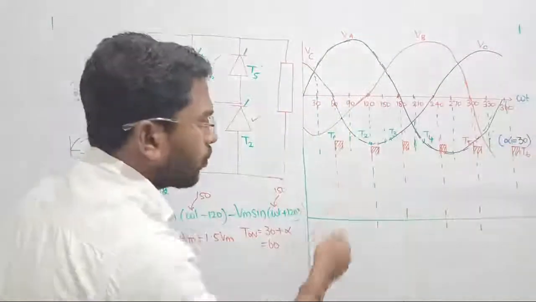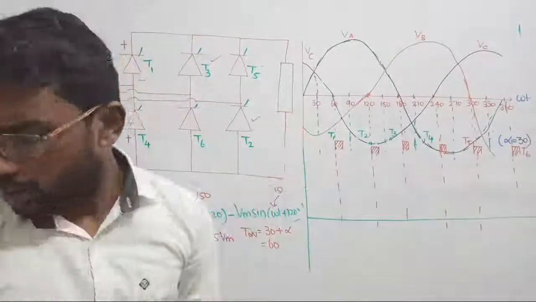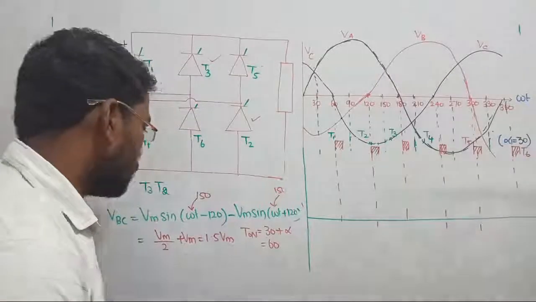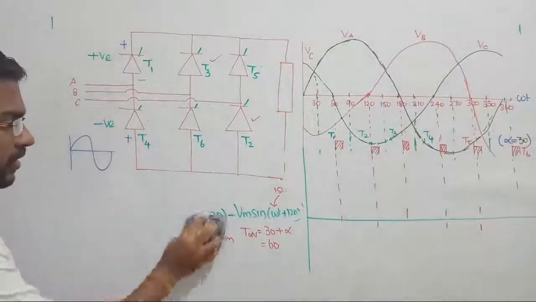First let us start at omega t equal to 60 degree. Who are all going to be in conduction? Look at which thyristors are in conduction. Let us check.